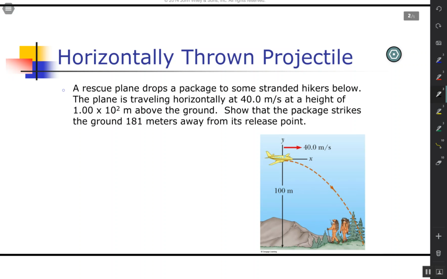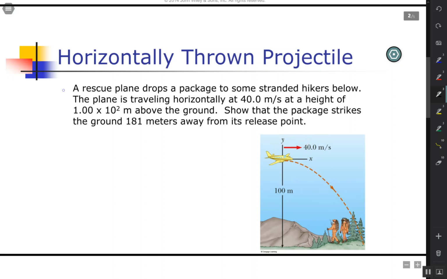Hello and welcome. What we'll be doing here is solving an example of one of the three types of projectile motion that are typical that you'll see for this chapter. And this one is a horizontally thrown projectile. Now, it must be noted that for a horizontally thrown projectile, what's special about this is that the initial velocity only has an x component.